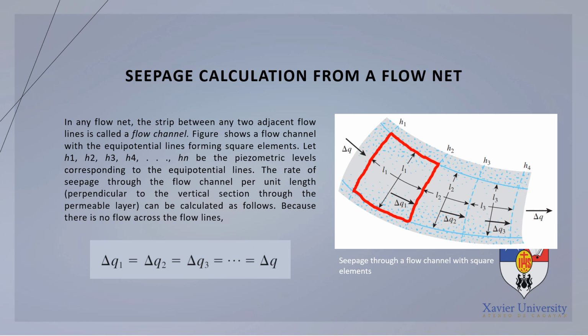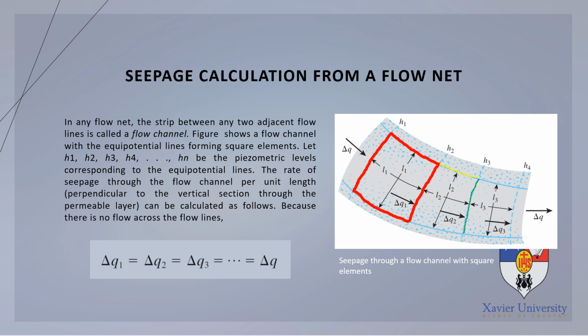Okay, now let us talk about how do we calculate seepage from our flow net. In any flow net, the strip between two adjacent flow lines is called a flow channel. So flow channel na siya. If you are going to magnify those lines, this is how our flow channel looks like. We have here this one, the flow line, and this one is our equipotential lines.